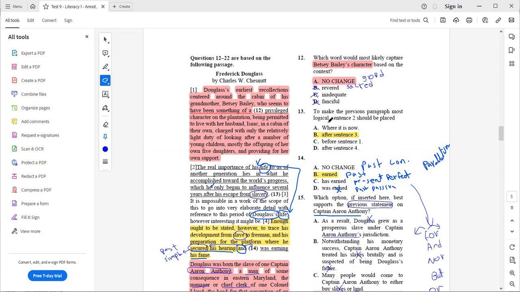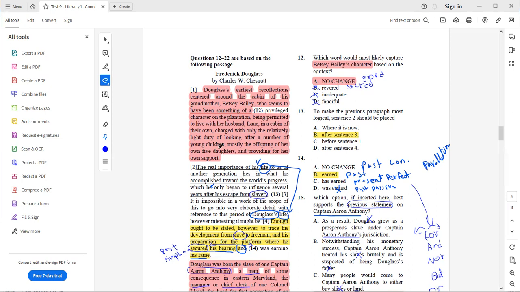And then we're going to read all the choices and see whether what comes before and after relates to the keywords here or not. Read sentence 2. The real importance of his life to us of another generation lies in what he accomplished toward the world's progress, which he only began to influence several years after his escape from slavery. Okay, so now we have keywords: life and slavery, and don't forget that he refers to someone, we don't know whom.